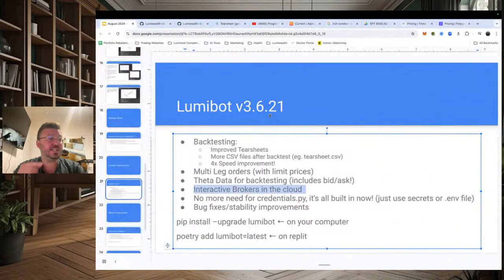So if you guys are interested in Interactive Brokers for whatever reason, they tend to have some very good pricing. They're good internationally. They have futures, they have Forex, they have options, they have a lot of stuff. If you guys want to run Interactive Brokers, that is now possible. In the cloud specifically. Before, you were able to run Interactive Brokers on your computer. Now you can run it in the cloud because of this Docker setup.